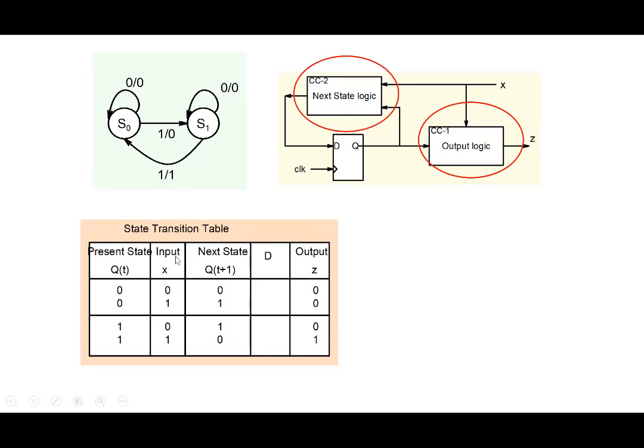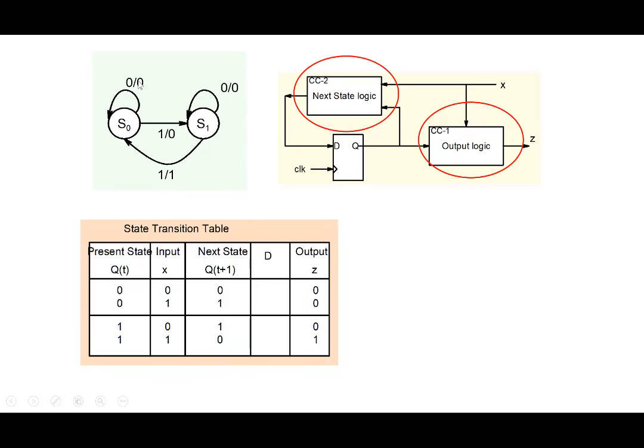So columns 1, 2, 3 are the state transition table. The last column shows you the output Z that we get in correspondence to the input. So basically the state transition graph is mapped onto the state transition table. Note that S0 is nothing but Q equal to 0. Let's say you are in S0, so Q equal to 0, and you receive an input 0. What happens? You stay in S0. So the next state of the system is 0, Qt plus 1 is 0, and the corresponding output is 0.